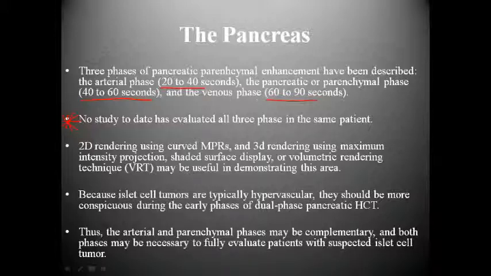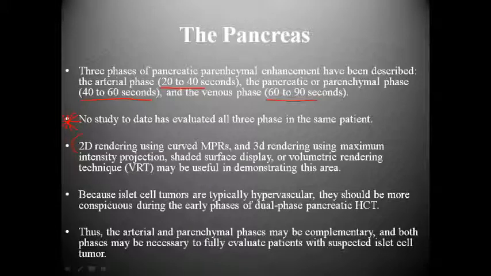2D rendering using curved MPRs and 3D rendering using maximum intensity projection, shaded surface display, or volumetric rendering technique, such as VRT, may be useful in demonstrating this area. So to compensate for the inability to demonstrate all 3 phases, we can utilize reconstructions here. Because islet cell tumors are typically hypervascular, they should be more conspicuous during the early phases of dual phase pancreatic HCT. Thus, the arterial and parenchymal phases may be complementary, and both phases may be necessary to fully evaluate patients with suspected islet cell tumors.